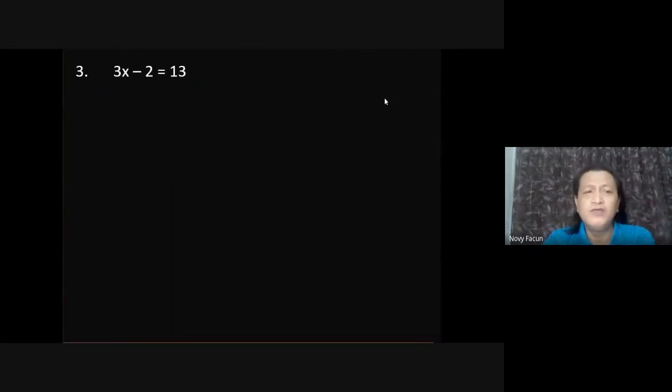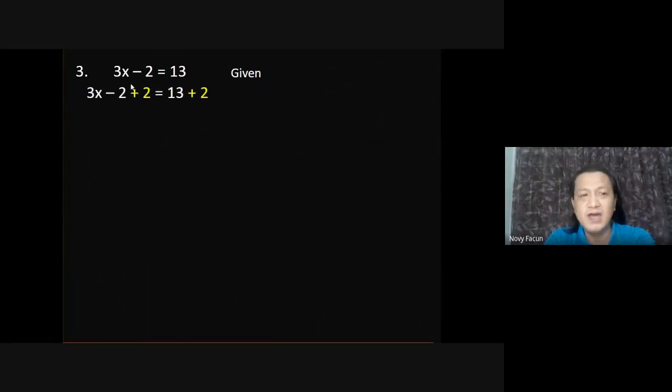Another example for number 3, that is 3x minus 2 equals 13. Balikan natin yung step 1: simplify each side if needed. Ibig sabihin, lahat ba ng constant mo magkakasama at yung kanyang variable ay nasa isang side? No. Kasi nga meron tayong constant, meaning you have to simplify first. So ilipat natin, transpose natin.